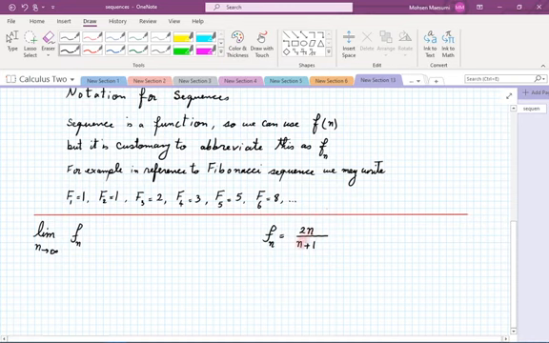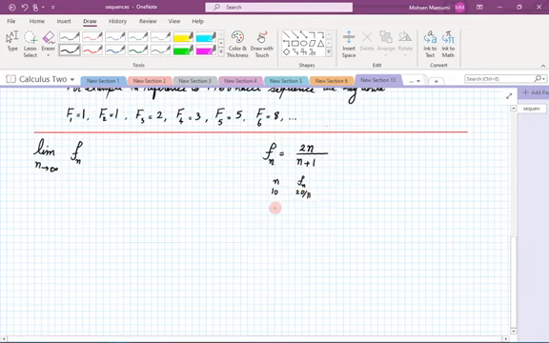So if I put 10 here, I get 20 over 11. Okay, so if n is 10, I'm looking at f of n is 20 over 11. What if I put 100? Well, I'm looking at 200 over 101. How about 1000? Well, I'm looking at 2000 over 1001.